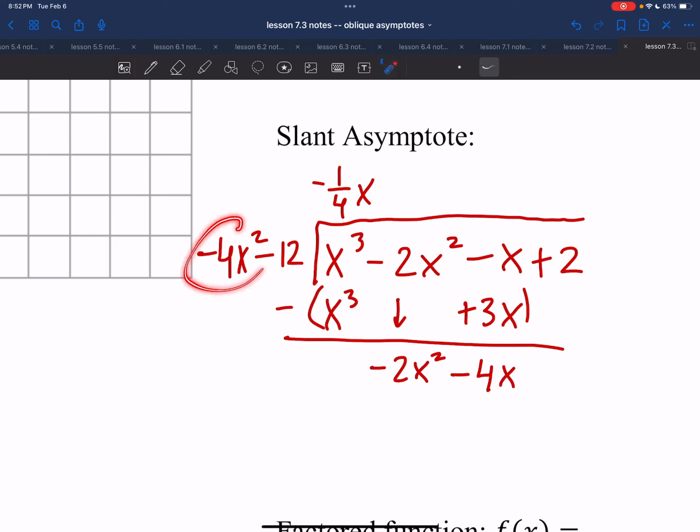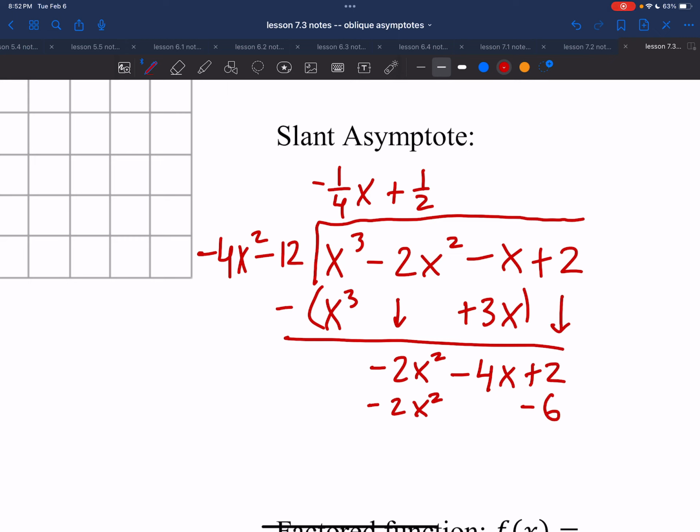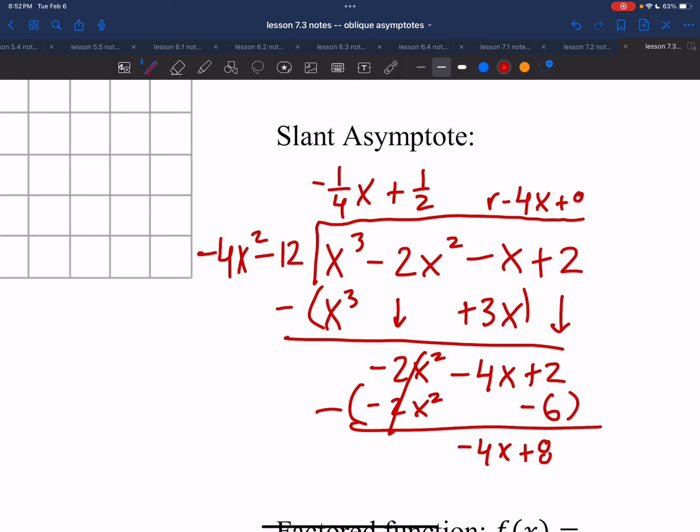Now, negative 4x squared times what is negative 2x squared? Well, that's just half. So a positive half, if you multiply that, you'll get negative 2x squared here. Half of negative 12 is negative 6, but you're going to take negative 6 from the 2. So you're going to subtract it like this, and that'll be gone, but you'll get negative 4x plus 8. So the remainder is negative 4x plus 8, which is what you would put over negative 4x squared plus minus 12.